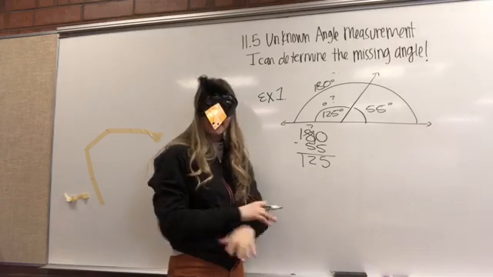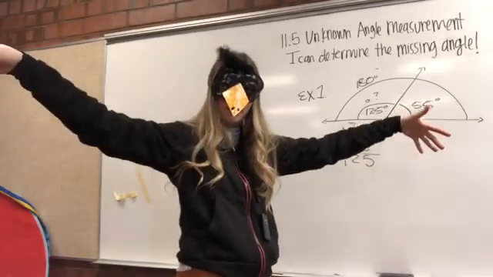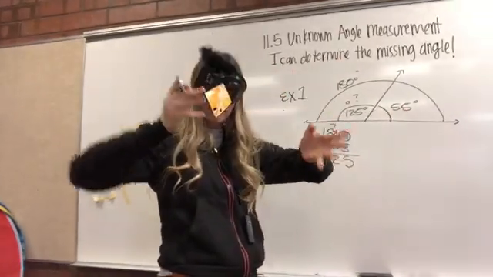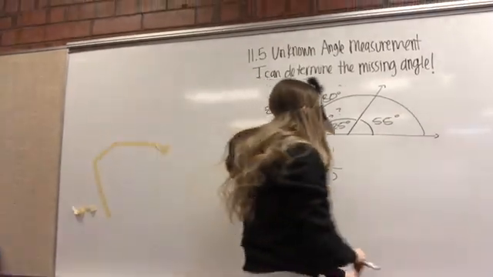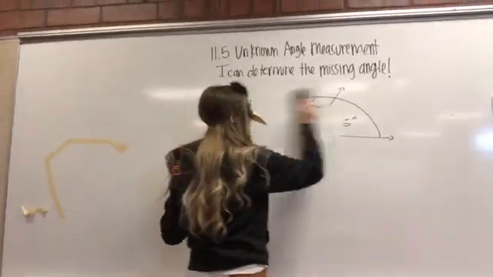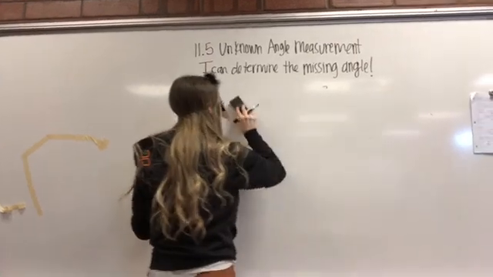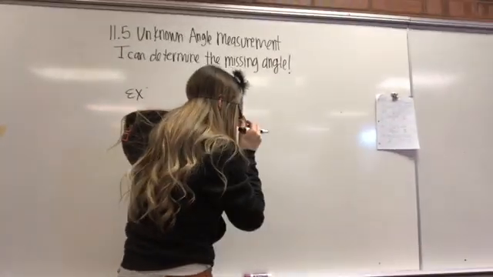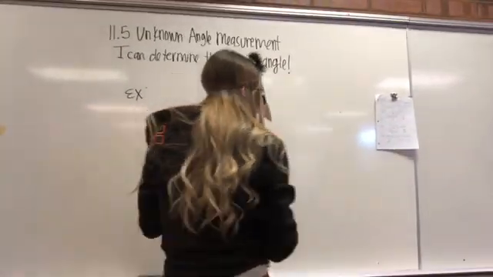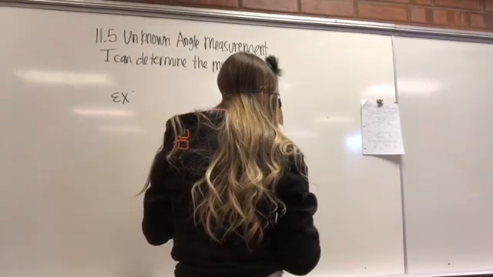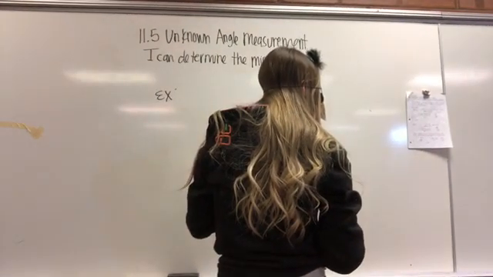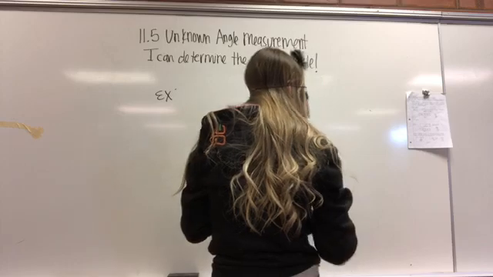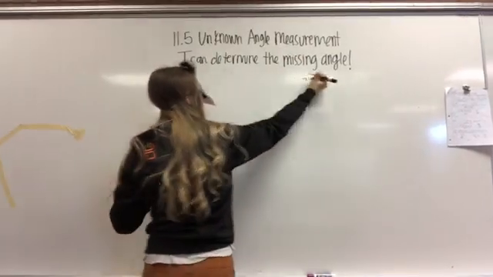Okay, so what we're taking is the overall total angle and minusing the angle we do know to figure out the missing angle. Okay, let's try another one. Example number 2. Okay, if we have, okay, here we go. Here is my interesting shape.